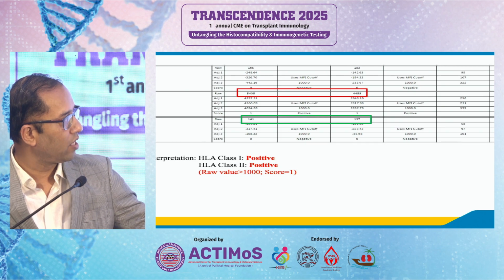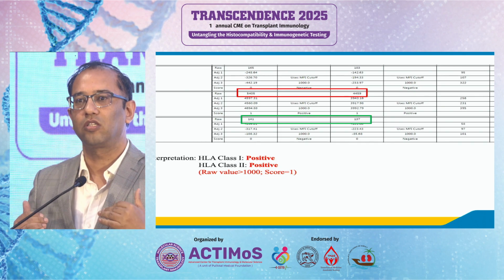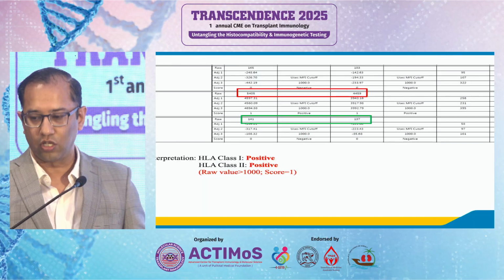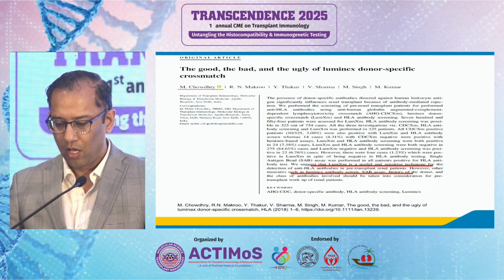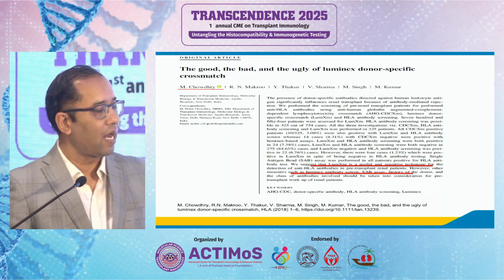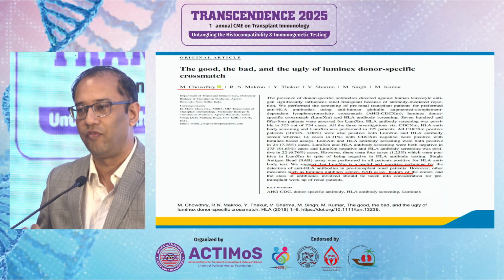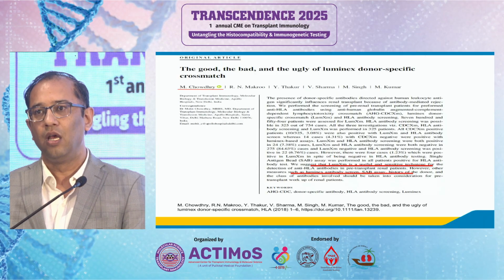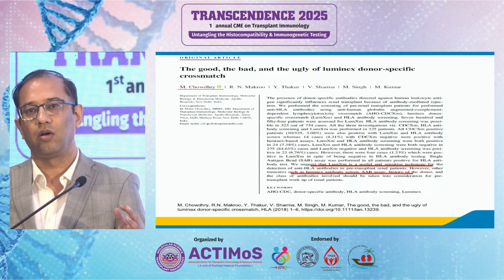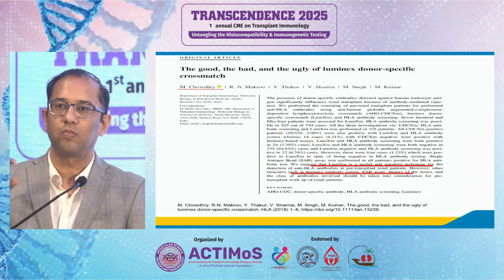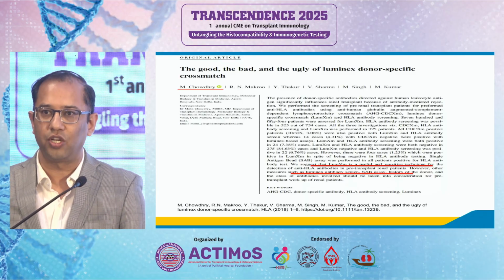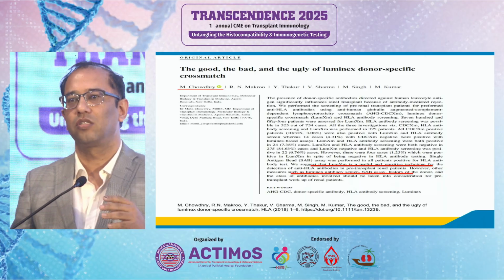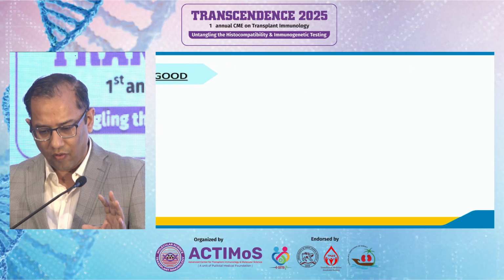Similarly, on the second, you can see that it is less than 1,000, so it looks like a class 1 and class 2 negative for the sample that is in the green. So this was the paper that we actually published, and we did around 750 odd samples for Luminex crossmatch, and we could do around 350 tests for CTC crossmatch, Luminex crossmatch, and HLA antibody screen, and we compared all three, and we found out that Luminex crossmatch is a test that is very useful.